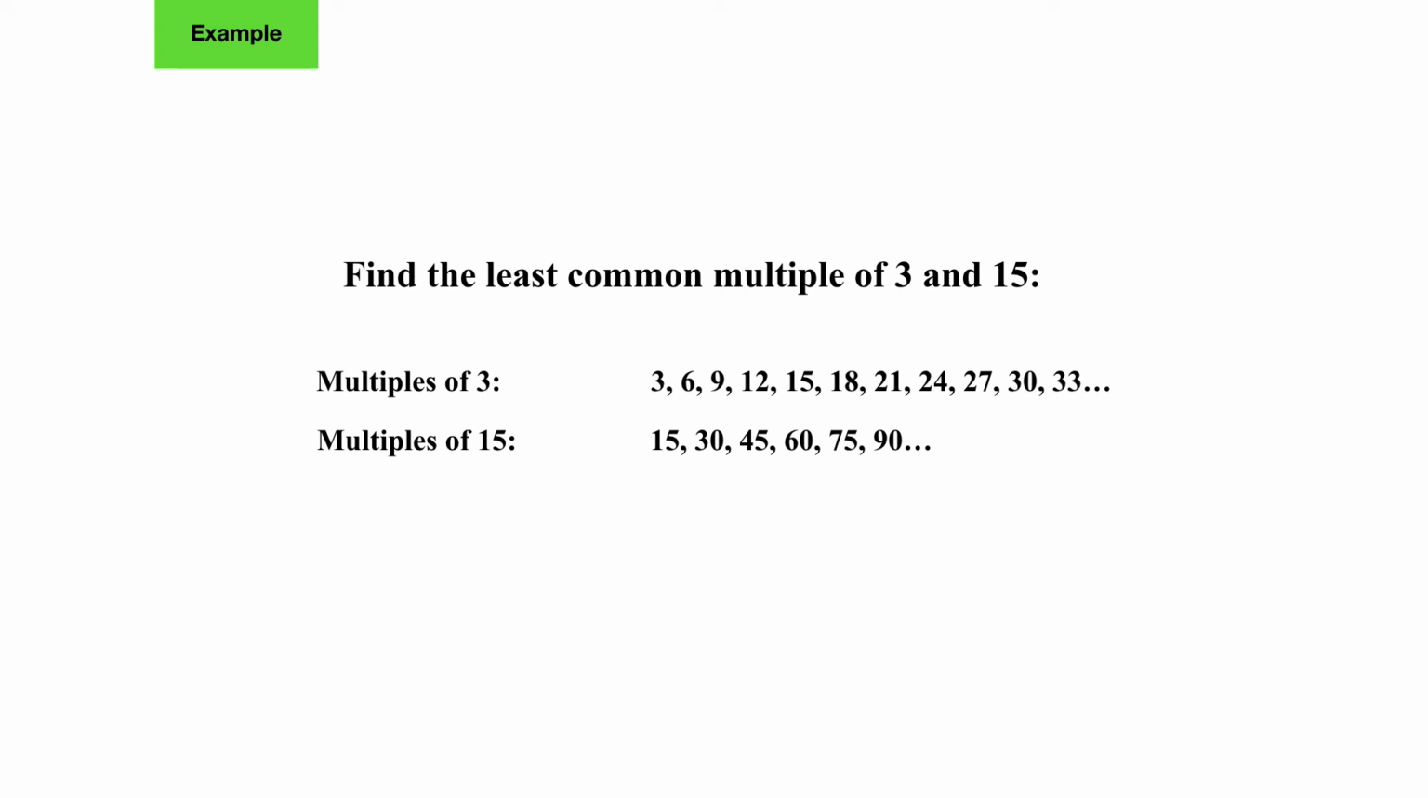Then we find all the common multiples first, which will be 15 and 30, and so on. And finally, we need to find the least common multiple, the smallest common multiple between the two numbers. In this case, it would be 15. We then say the LCM of 3 and 15 will be 15, because 15 is the least common multiple.